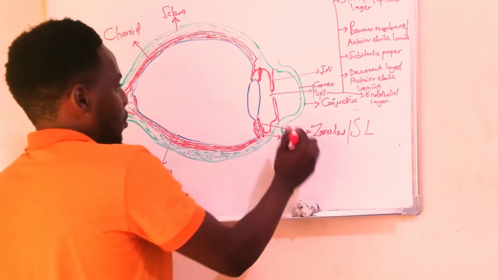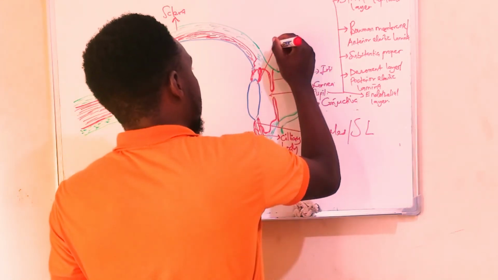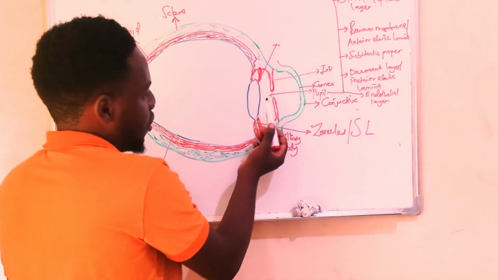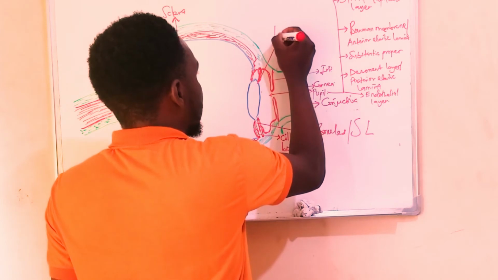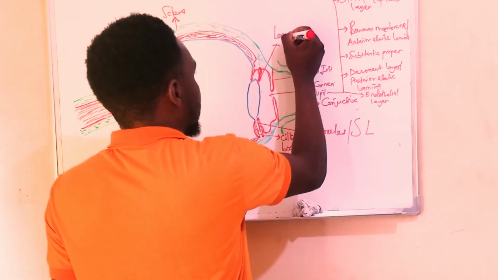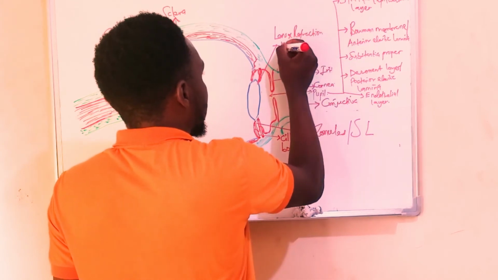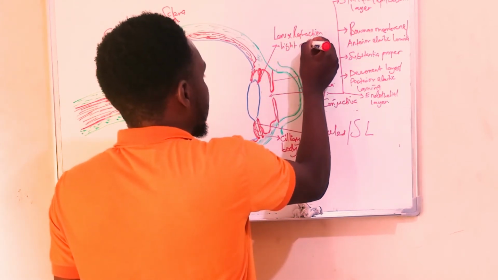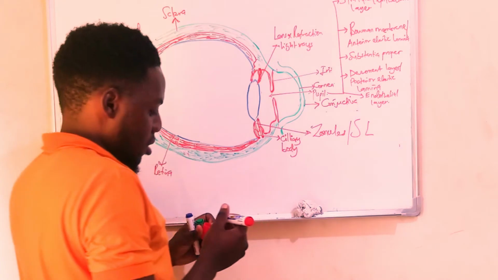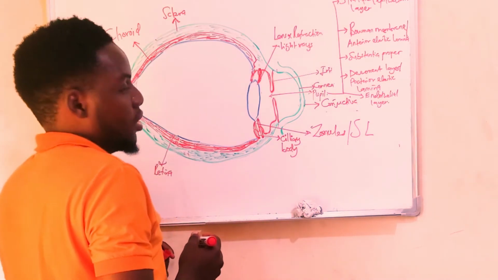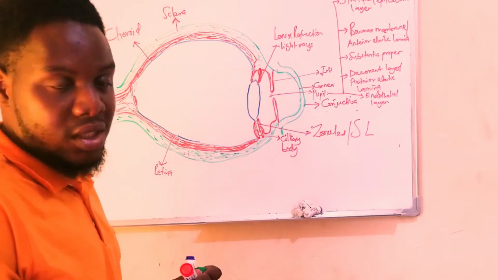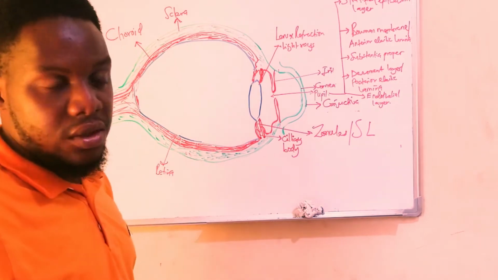Then the other thing that you have to know is the lens. Situated just posterior to the iris is the lens. This functions in refraction, bending of light rays. The same function as the cornea, bending of light rays so that they allow focus of those light rays on the retina.